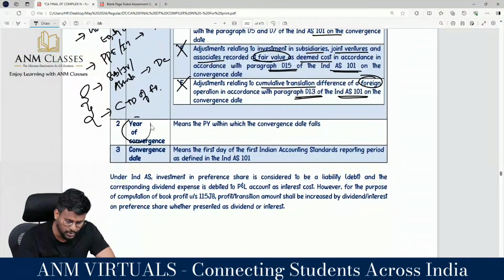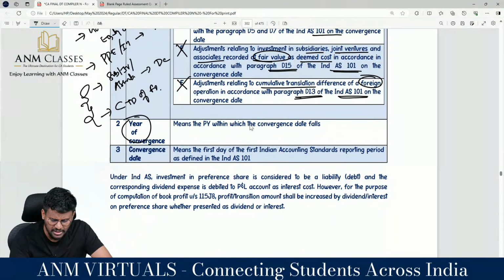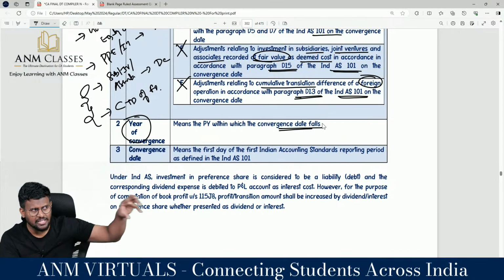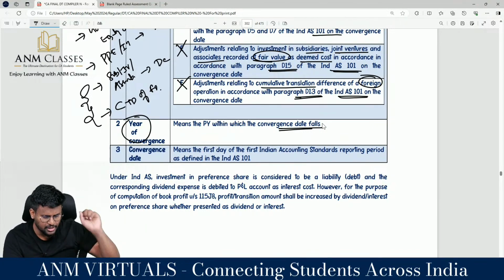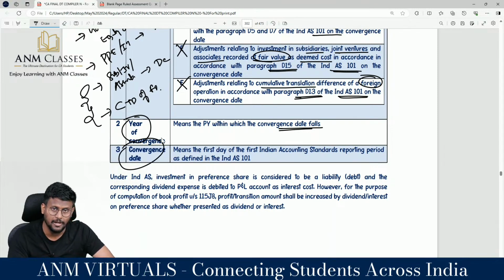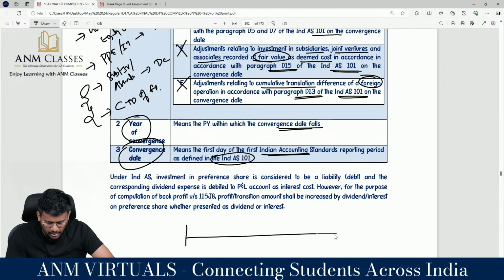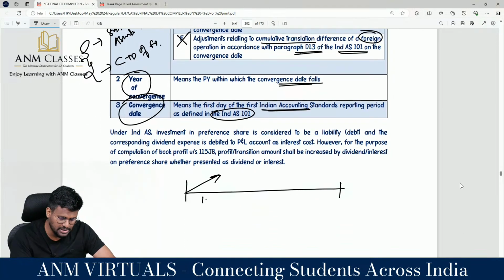What is the year of convergence? It means the previous year in which the convergence date falls. The previous year in which the convergence date falls is the year of convergence. And what do you mean by convergence date? It means the first day of the first Indian accounting standard reporting period as defined in Ind AS 101. So the previous year in which the first day of the reporting period falls, that year is called the convergence date.